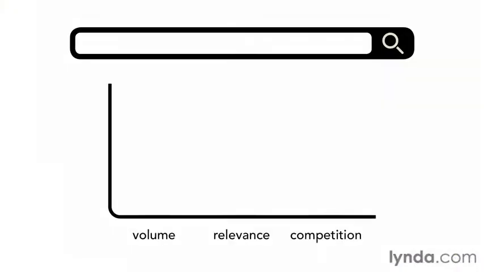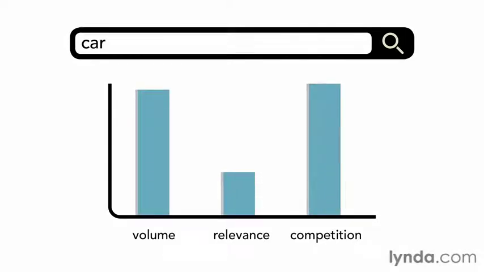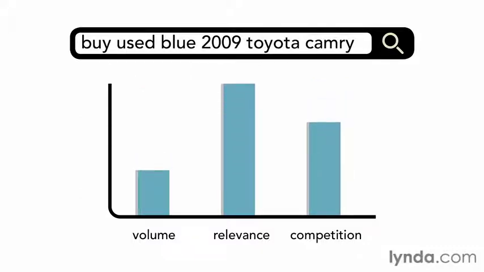The best way to understand your customer's search behavior is to put yourself in their shoes. Remember the car example we looked at earlier in this chapter? If you were in the market to buy a car, how would you use a search engine? You probably wouldn't type the word car in and click search. Instead, you'd use something very specific to what you're looking for, like used blue 2009 Toyota Camry.